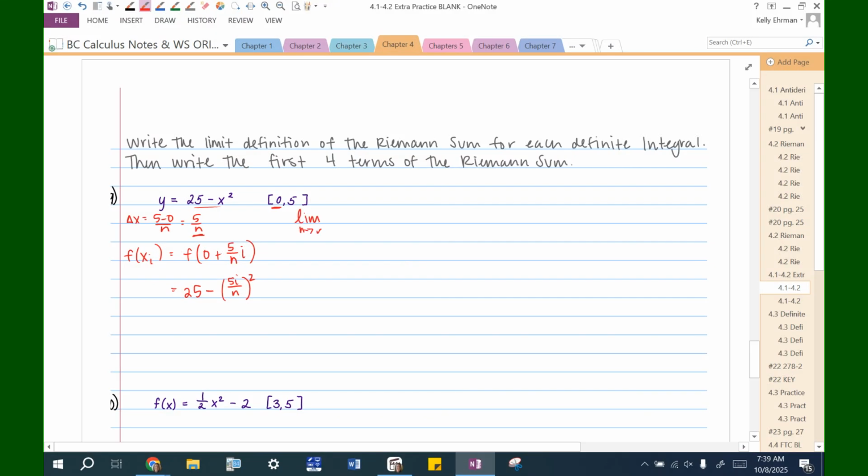Go ahead and write out the Riemann sum. The limit as n approaches infinity of the sum from i equals 1 to n of delta x times f of x sub i. I don't think there's any reason to square this out, so I'm just going to leave it like that. Write the first 4 terms. So that's still the limit as n approaches infinity. There's no more sigma. We'd have a 5 over n out here. And then start by putting in 1. So if you put in 1, you get 25 minus 5 over n squared.